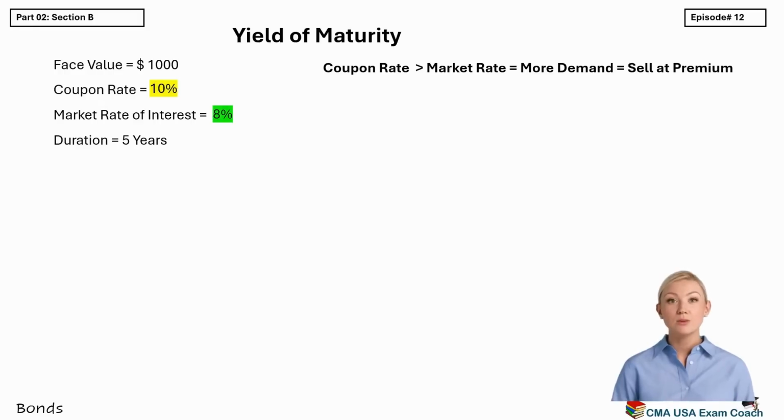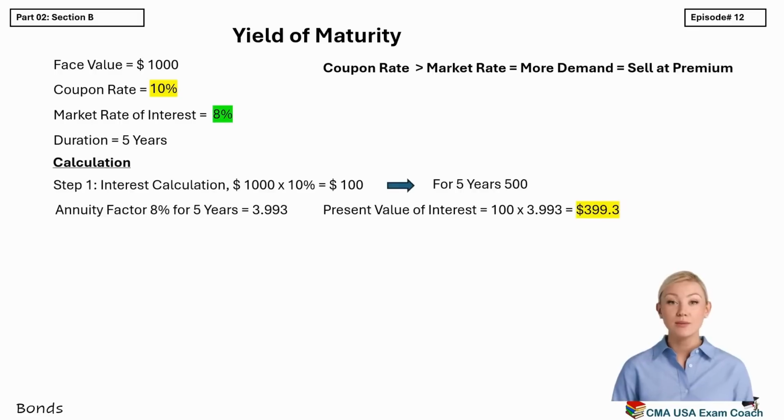Step 1. We calculate the annual interest that the bond pays. Take the face value, $1,000, and multiply by the 10% coupon rate. That gives us $100 per year. Over 5 years, we will receive $100 multiplied by 5 equals $500 in total coupon payments. Now we discount this $500 to its present value using the present value of an annuity factor.